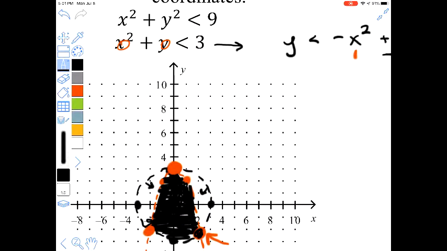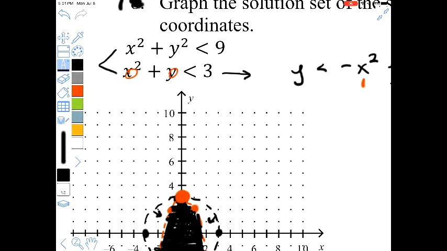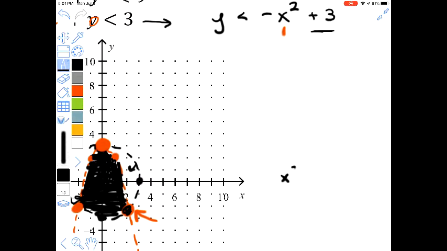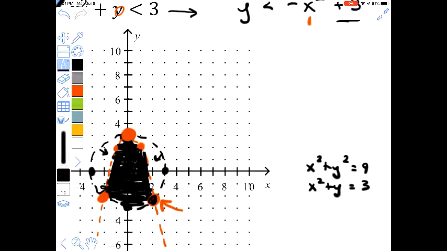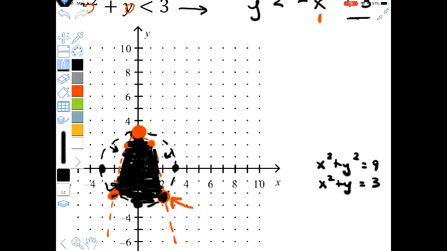So this point is the intersection of these two inequalities, but if it's just a point we're trying to find and not a shaded region, we can do an equation and not inequalities. So it would be x squared plus y squared equals 9, and x squared plus y equals 3. If we solve that system of equations, that's actually going to tell us both points.